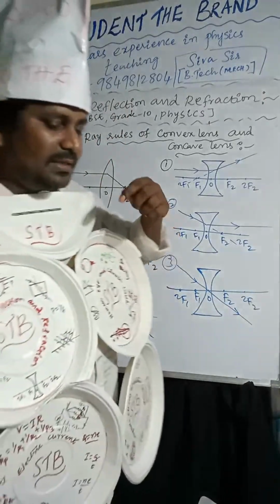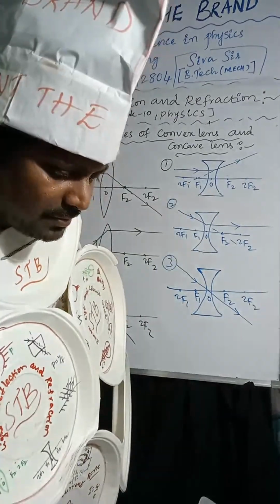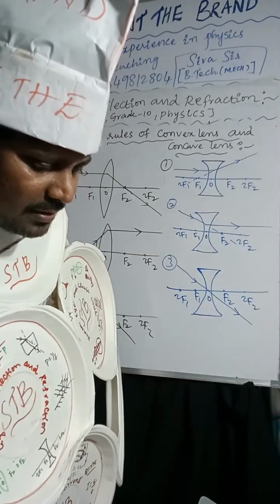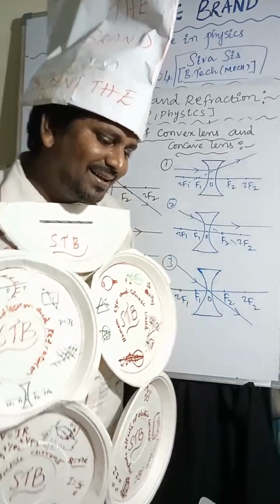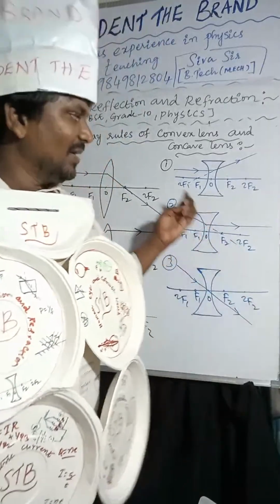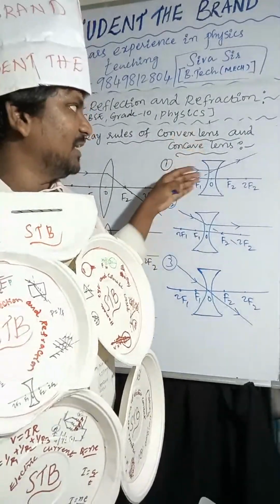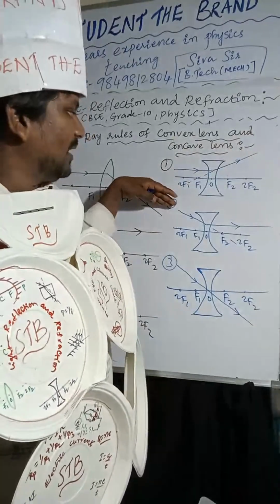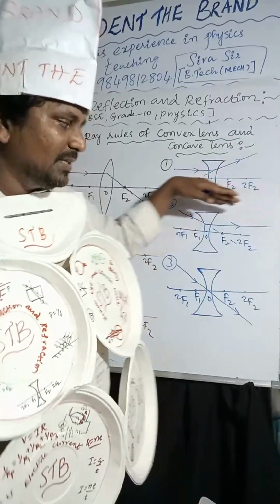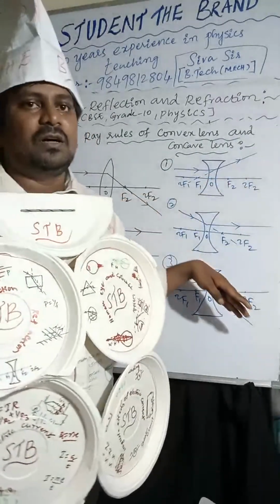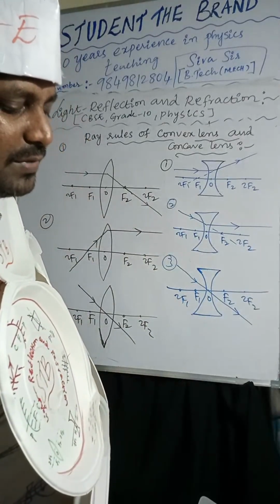So first one you are considering here, light rays coming parallel to the principal axis, after refraction it diverges. One more light ray is incident, after refraction passes parallel to the principal axis. One more light ray passing through the optic center, no deviation takes place. I hope it is very clear to all.